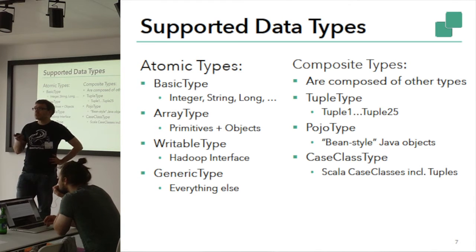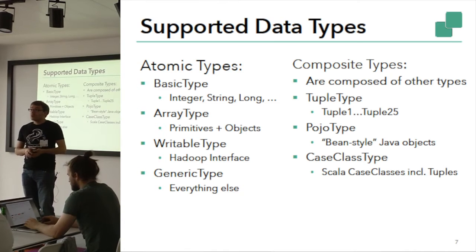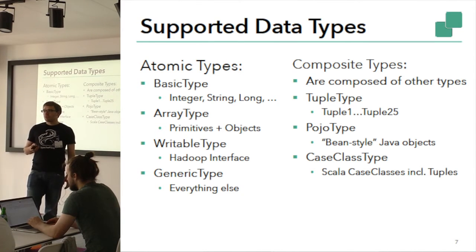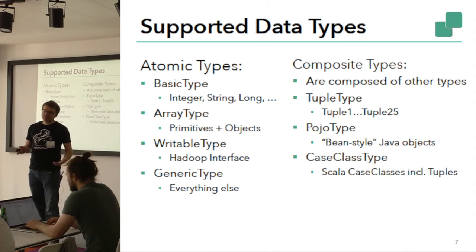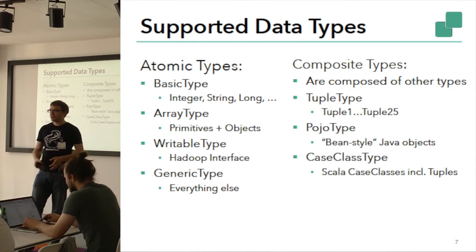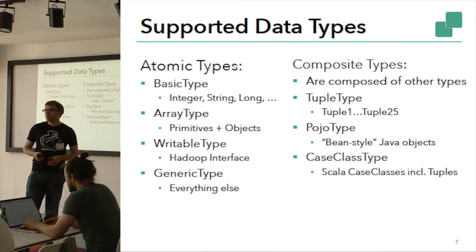The atomic types are, we have our basic types, which are like Java primitives, int, long, string, boolean, and so on. We have array types for either the primitive arrays or also arbitrary objects. We support writable types, so whoever has implemented a Hadoop program knows, Hadoop requires all data types to implement the writable interface. So these types are also supported by Flink. So you can use the data types that you implemented for Hadoop. And we have this generic type, which is basically everything else which you can't fit into one of these other categories, like the fall through category. Everything where we cannot put a better name or a better type for it will end up being a generic type.